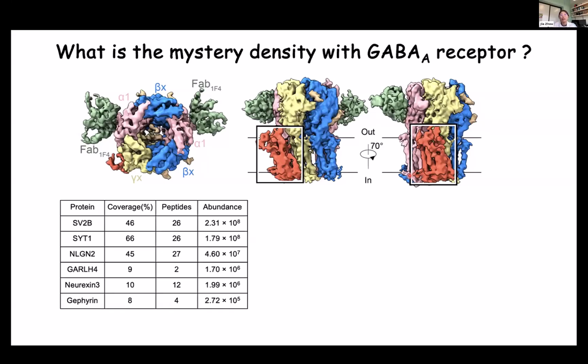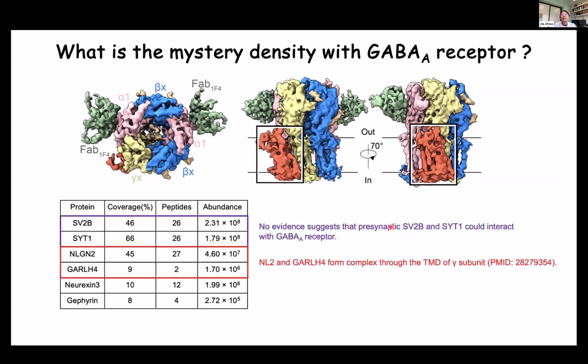And then we went through each of the potential candidates. For SV2B and SYT1, as we already discussed, they are presynaptic proteins, and there's no evidence they can interact with the GABA receptor. For NR2 and GAR4, there is already published literature showing they can target the GABA receptor, specifically through the gamma transmembrane domain. Then there is neurexin, which can directly target the GABA receptor based on the published paper, but it's also only located at the presynaptic site. Gephyrin is a soluble protein and only interacts with the intracellular loop of the receptor. So based on the mass spec results, we think NR2 and GAR4 are really matching candidates.